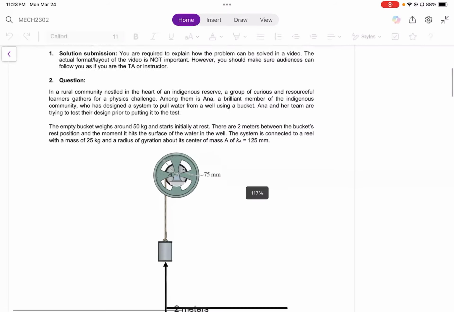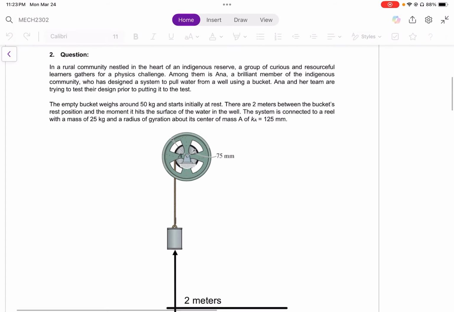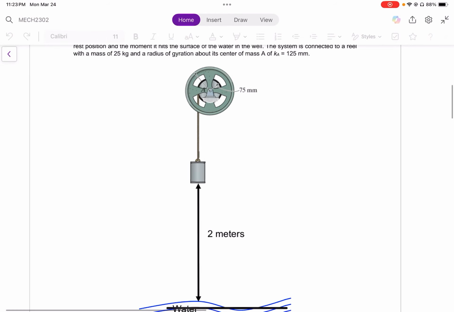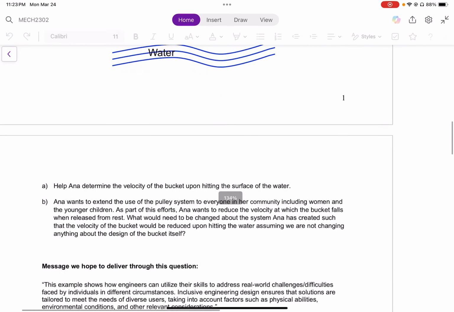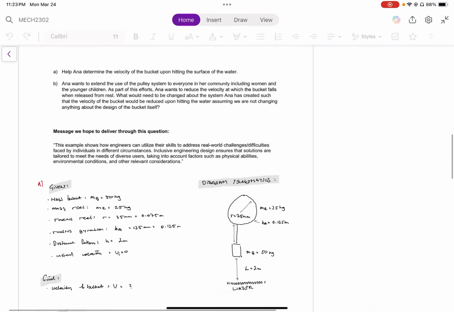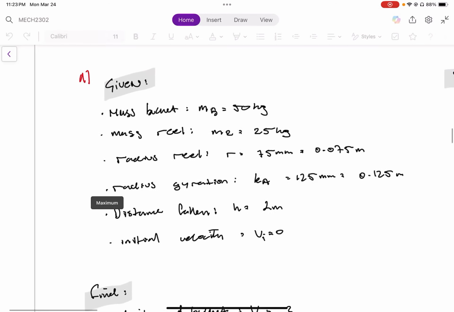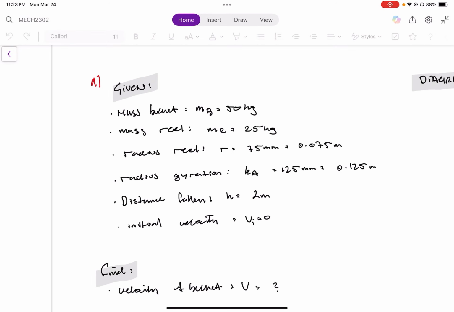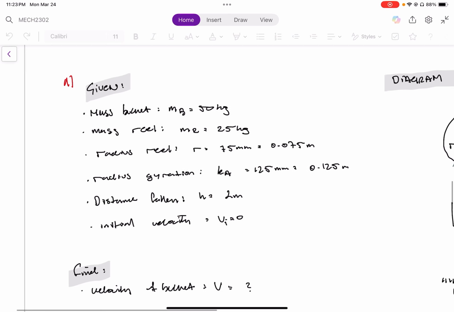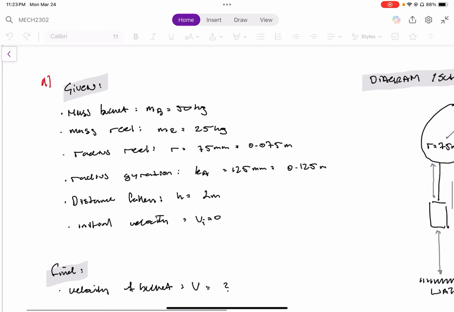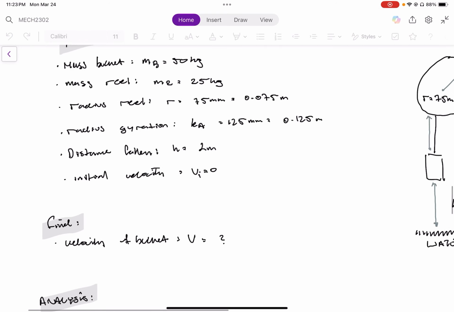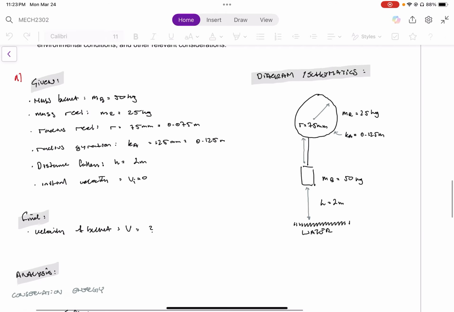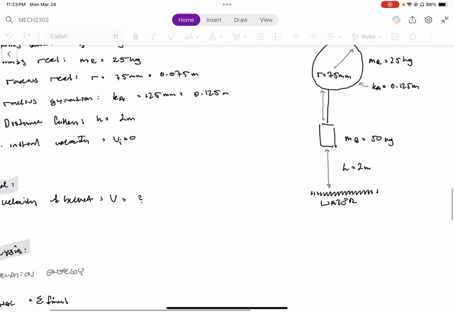This is the question we're given at hand, and this is the diagram we were given. This is the question with all the given values, and this is what is required for us to do. Here are the givens: the mass of the bucket, the mass of the reel, the radius of the reel, the radius of gyration, the distance fallen, which is a height of 2, and the initial velocity is 0. We're asked to find the velocity of the bucket, which we're just naming v. This is the diagram right here.